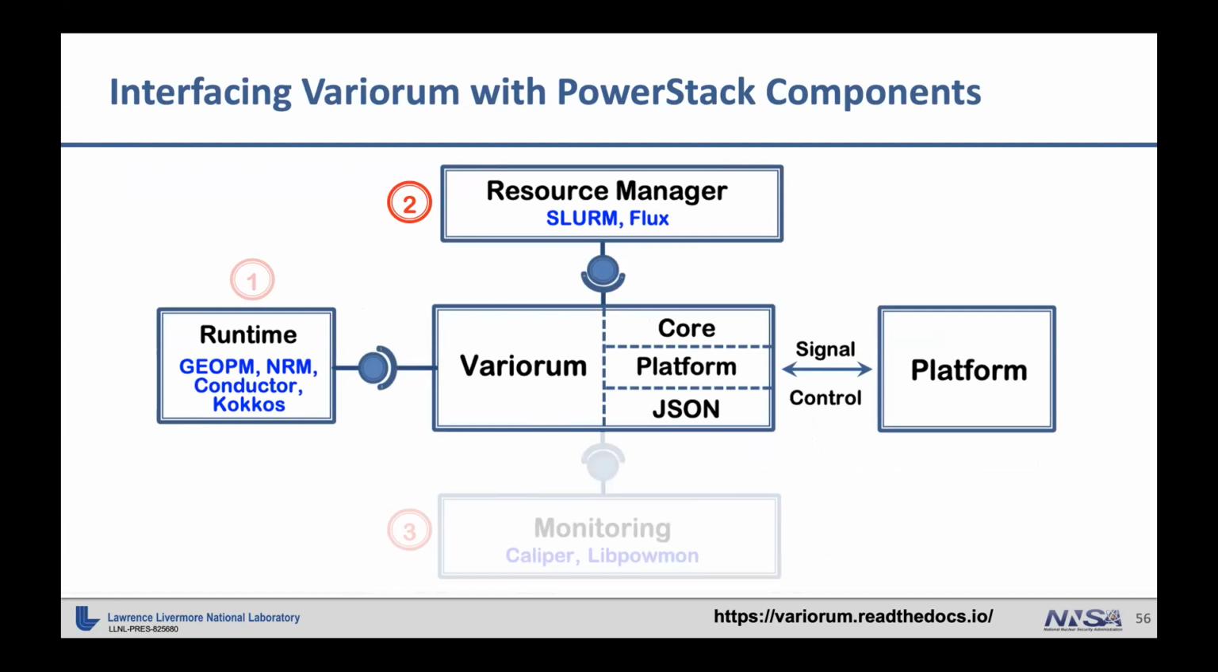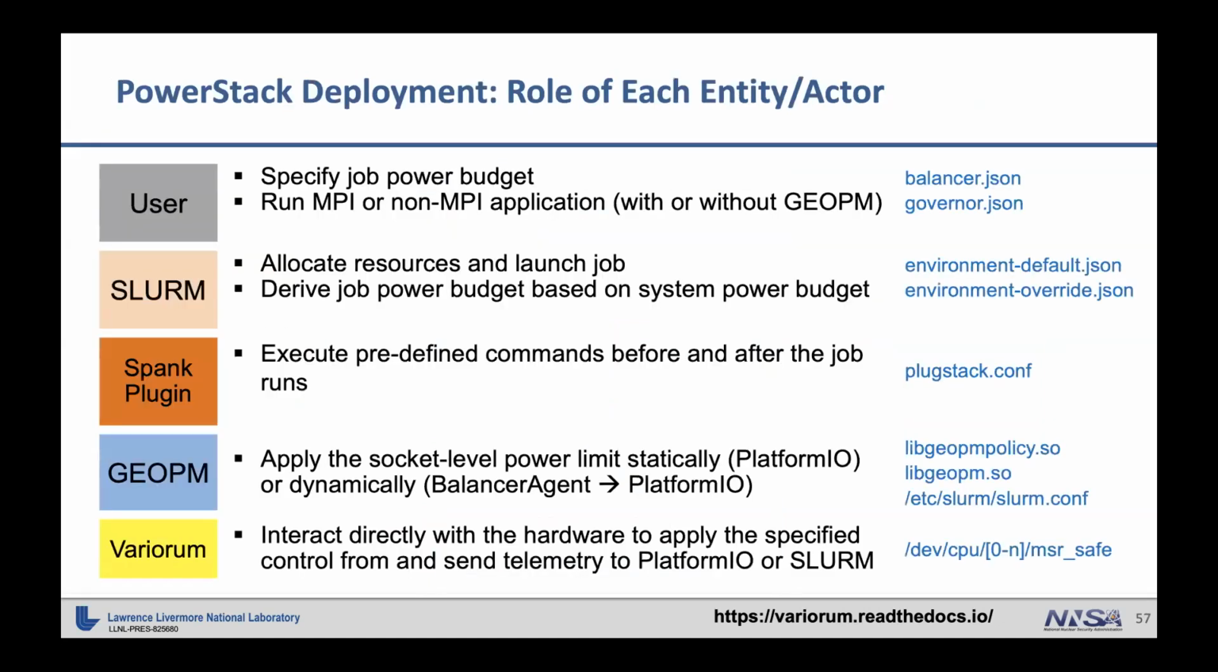In the next part of this tutorial, we will be focusing on the integration of resource manager or job scheduler with Variorum, with an optional integration with the runtime system. So here are the different entities or actors, with each having different roles. So the user has the role of assigning power budget and running an application. On the right hand side, I've provided files or configuration specifications that the user is involved in designing. Slurm here is the job scheduler that I'm looking at. It allocates resources and launches the job. Also, if it is power aware, it also derives job power budget.